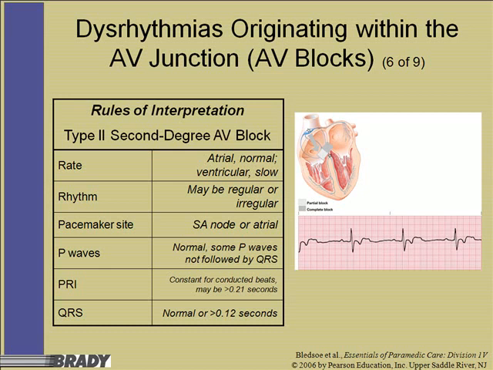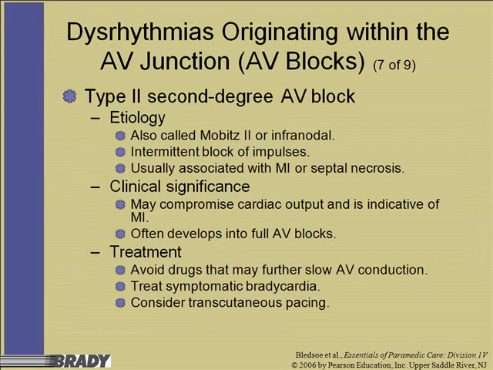Again, those conducting beats, the QRS, we do have good push, but this is very slow. If this was a 6-second strip, we'd times it by 10, this would only be 30 beats per minute. Also called Mobitz 2 or infranodal, intermittent block of impulses, usually associated with MI or septal necrosis. So we've got actual damage that's taking place here, usually with an MI. May compromise cardiac output. I'd say so if we only had 30 beats per minute.